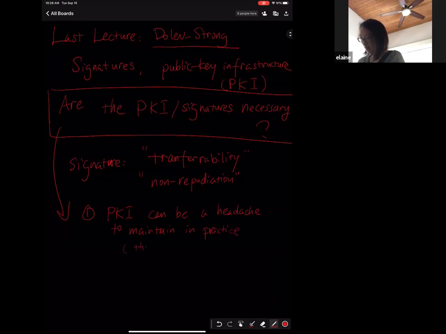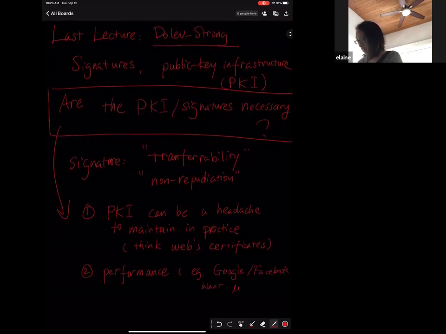Basically, you can think about the web's certificates. And then the second reason is because of performance. And here the example is, in Google and Facebook settings, they want, let's say, microsecond confirmation latency.